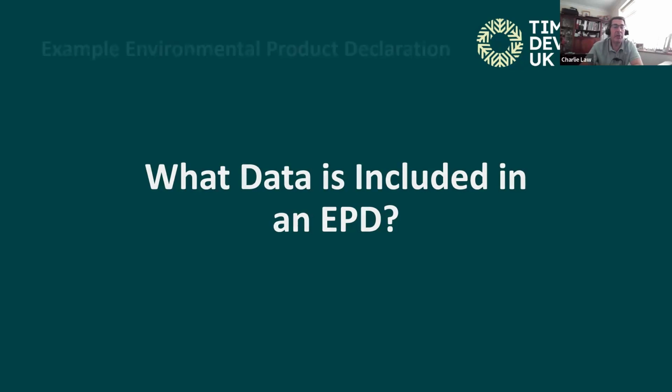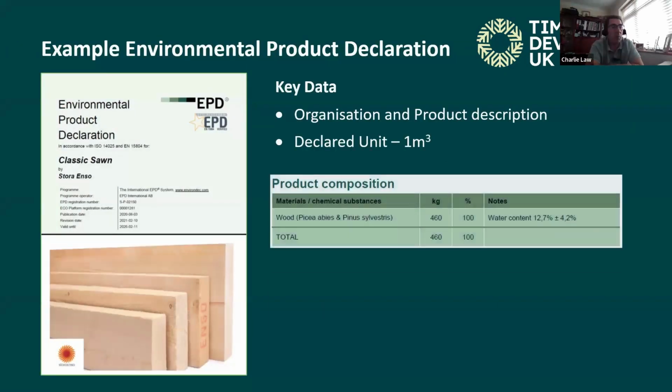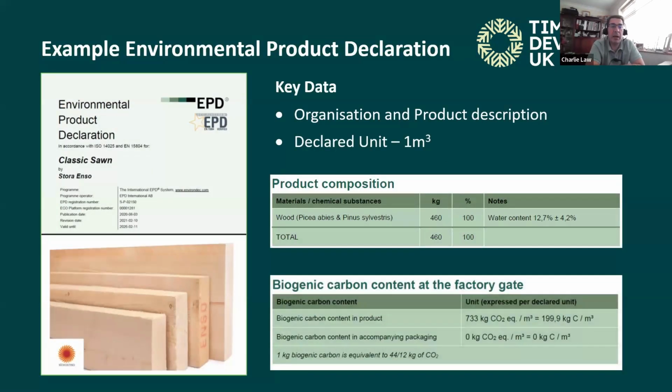So what data is included in an EPD? Initially there's some key information, and I'm using an example here from Stora Enso. We'll refer to this all the way along, as it's quite well laid out, very easy to read and easy to understand. There are a lot of EPDs out there at the moment, but this is one of the easiest ones I've found to interpret.